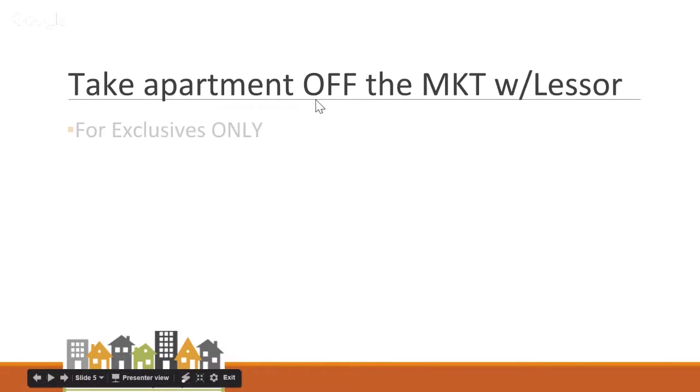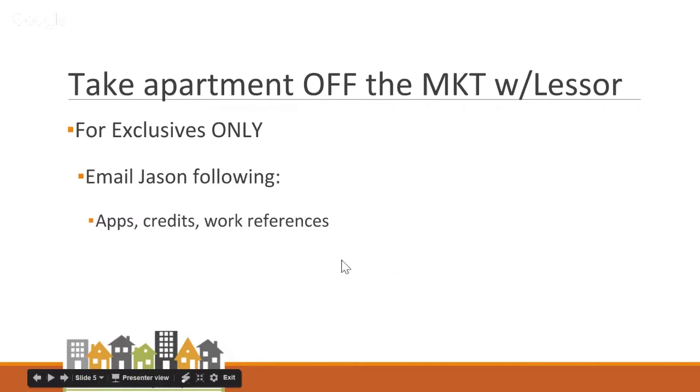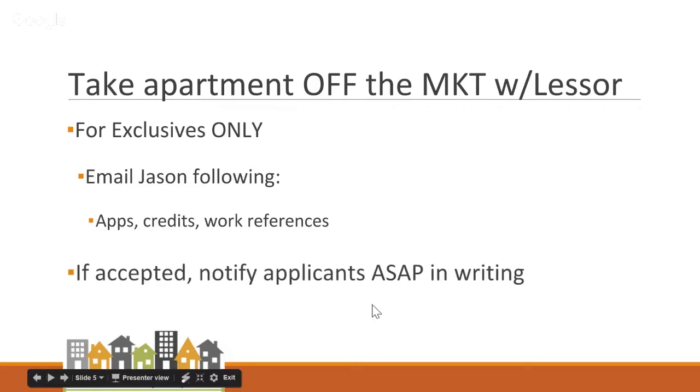Okay, so what else? For exclusive only, you want to email Jason apps, credits, and work references. If you don't have access to credits, at least forward the applications. If you're working on getting the work references, they can come in the next day. If the application is accepted, regardless of whether this is an exclusive or not, as soon as you get that notice from the owner that the applicant's been accepted, you need to notify the applicants in writing as soon as possible. Again, you've just earned your commission once they've been accepted.